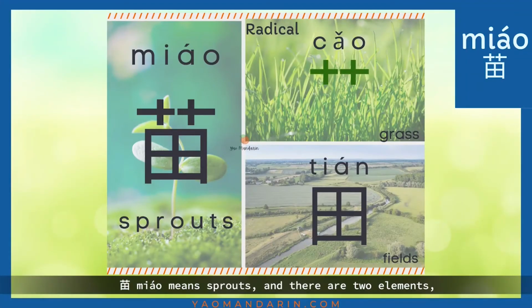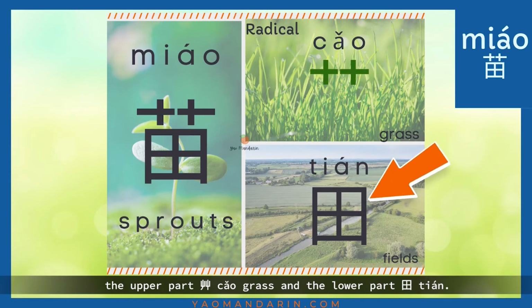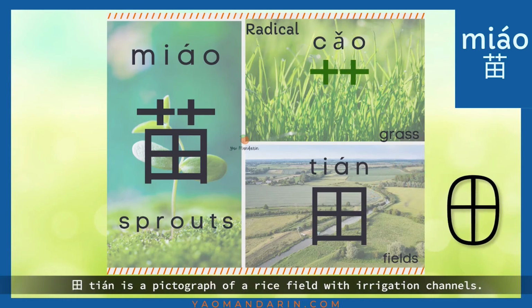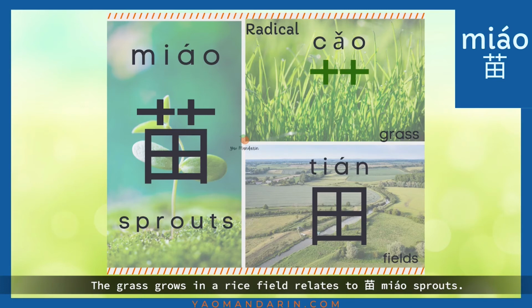苗 miáo means sprout, and there are 2 elements. The upper part, 草 grass, and the lower part, 田. 田 is a pictograph of a rice field with irrigation channels. 田 can also be a Chinese radical and a family name. The grass grows in a rice field relates to miáo, sprouts.